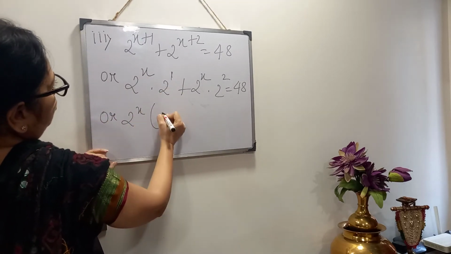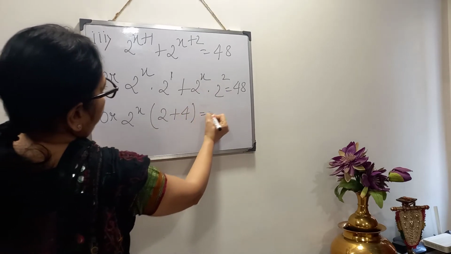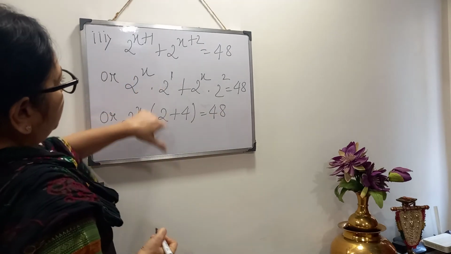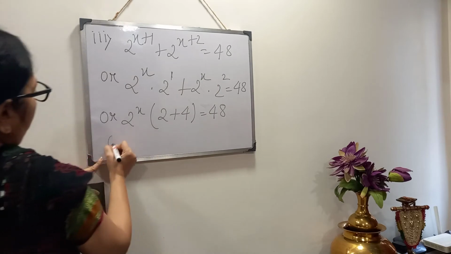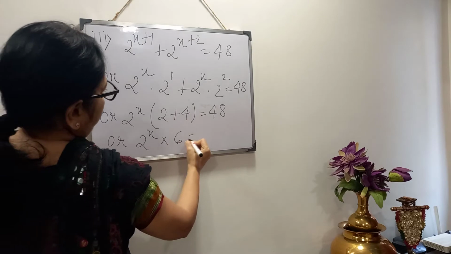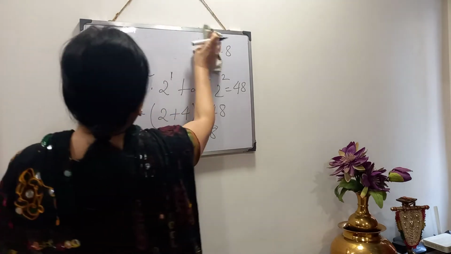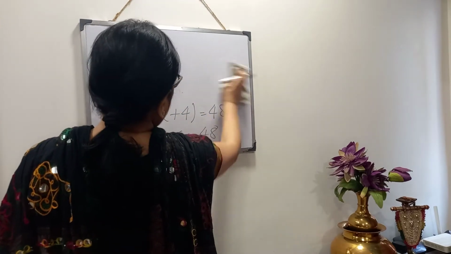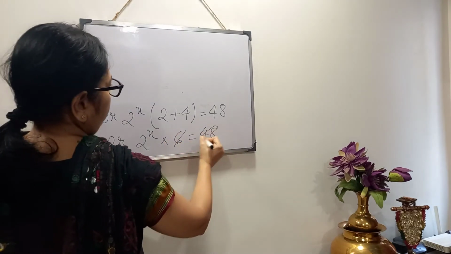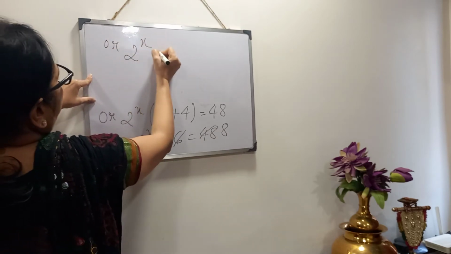Then here 2 plus 2 square. 2 square means 4. Directly I am writing. You can write down in the next step that 2 to the power x after taking common, 2 plus 2 square, you can write. Or 4 plus 2, 6, equals 48. Then we can cancel. So we are getting 2 to the power x equals 8.